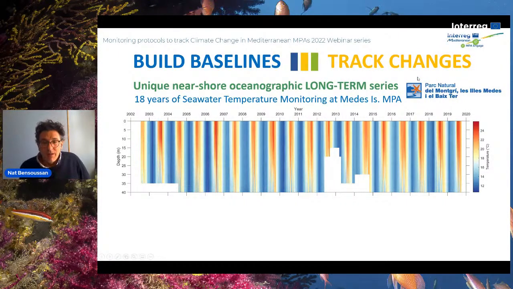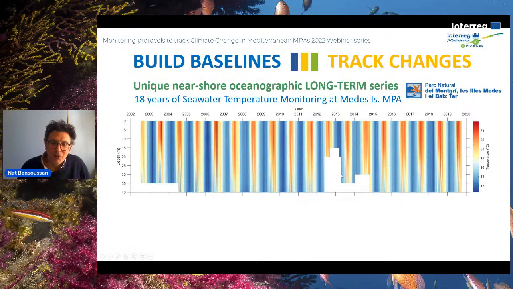This monitoring protocol implemented through dedication has allowed the building of unique coastal oceanographic data series over the long term, as illustrated for Medes Island in the northern Catalan Sea, which is very vital in order to build baselines and track changes. So everything is not that simple. It's always a matter of dedication. But again, these data were obtained at reasonable human and financial cost.